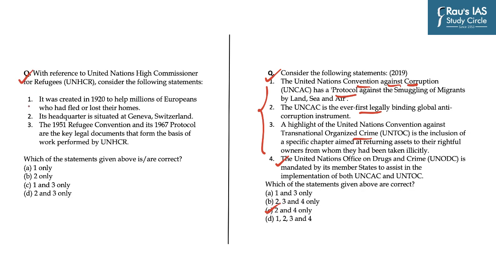Consider the following statements. Statement 1: It was created in 1920 to help millions of Europeans who had fled or lost their homes. Now, if you look at this particular statement, there are two things which can go wrong. First is the date, 1920, and the second is the purpose because of which it was created. In this case, the date is wrong because UNHCR was created in 1950 to help millions of Europeans who had fled or lost their homes. So basically, it was created after the Second World War and not after the First World War.